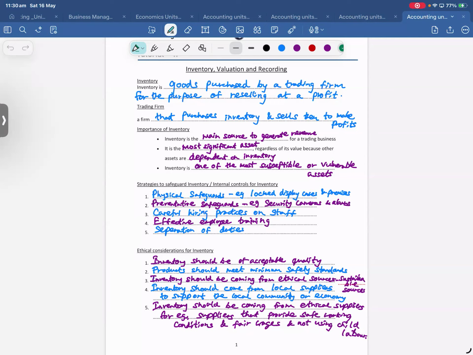So remember, in units 2, 3, and 4, we are going to deal with only trading firms. Units 2, 3, and 4, we deal only with trading firms. Are there different types of trading firms? No, the same type.